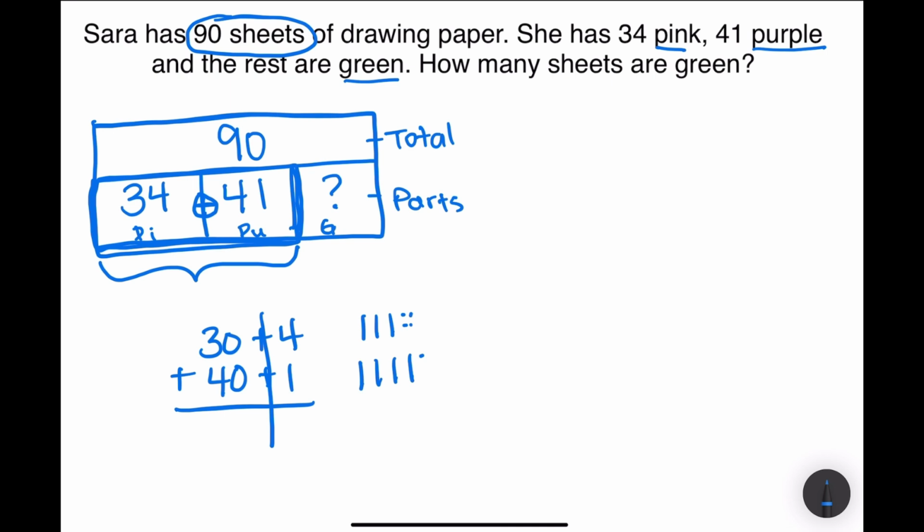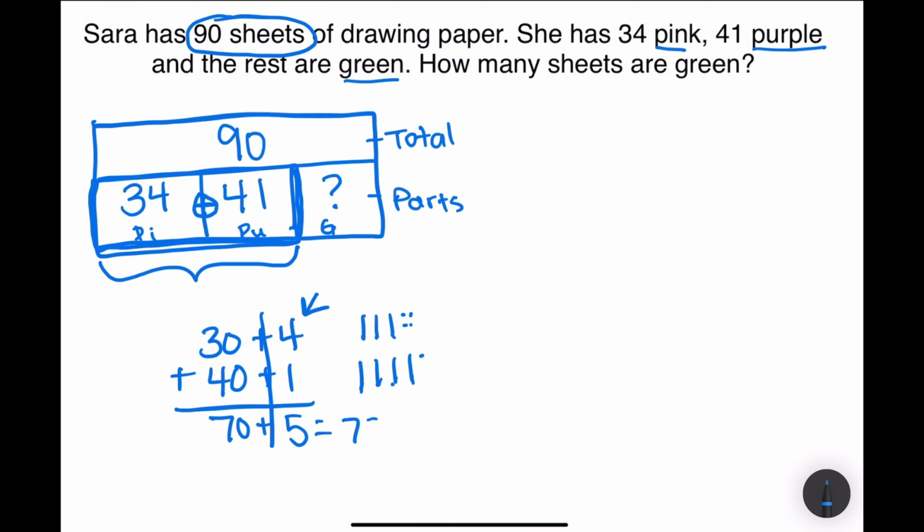If you're using expanded form, we always start in the ones place. So 4 plus 1 equals 5. Good. Now we have to move on to the tens place. What's 30 plus 40? If you don't know that, I have a picture over here I can count. 10, 20, 30, 40, 50, 60, 70. So by counting my pictorial model, I figured out that that equals 70. And so now I have an answer.